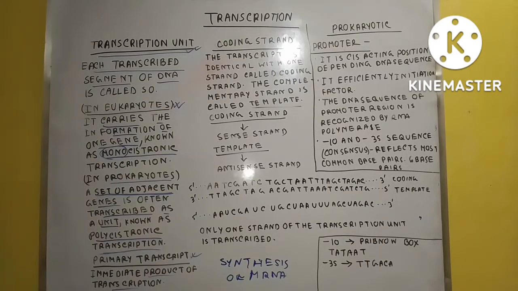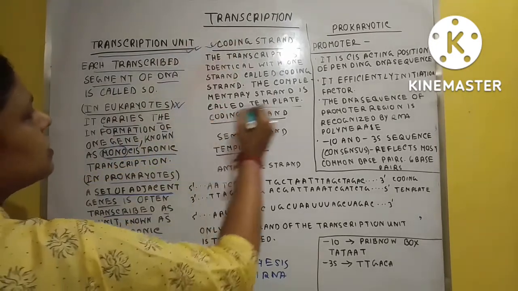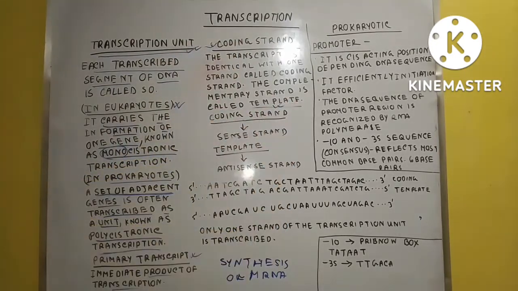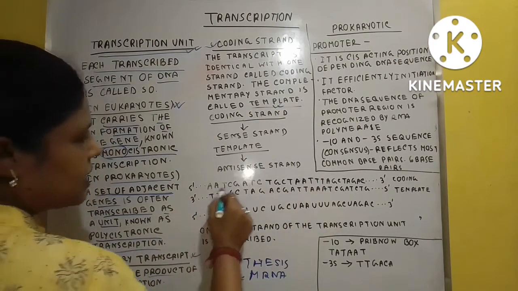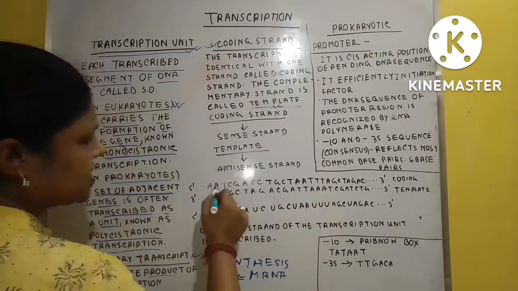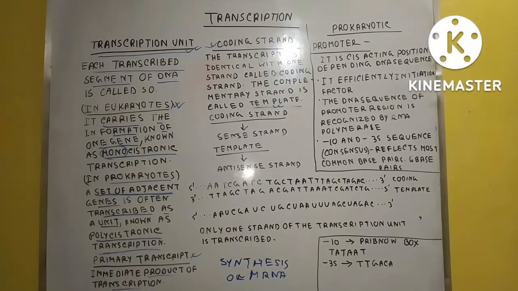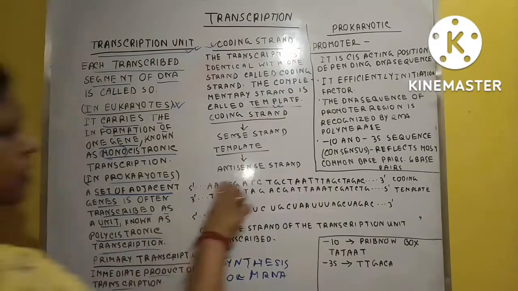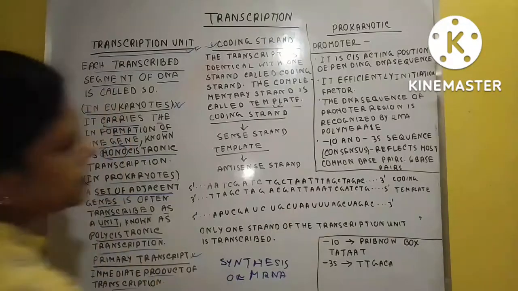Next one, we have to learn the coding strand and the template strand. Here, this is a strand. You can see that it is, suppose, a DNA strand. This double helix structure is the DNA strand. The first one is the coding strand, and the second one is the template strand.